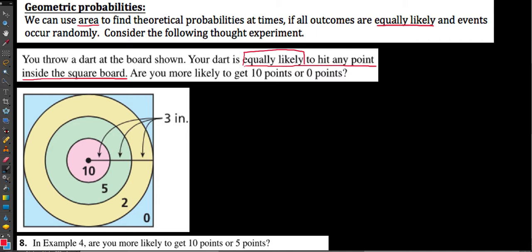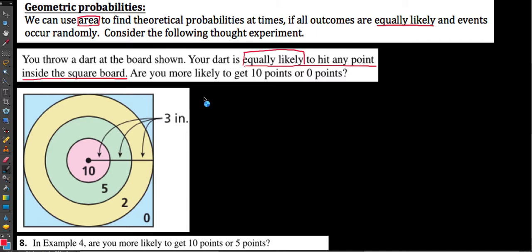So the question we're about to answer here in a moment is, are we more likely to get 10 points or 0 points? And when you look at this situation, it's kind of like asking, well, which takes up more space on the board? Because the bigger the space it takes up, the more likely I am to just randomly hit that spot. So really, when we look at this, we are going to be concerned with finding the areas here.